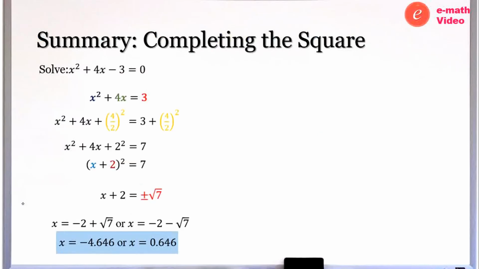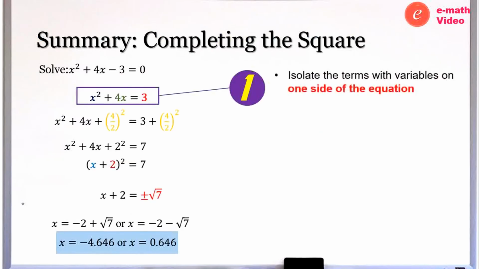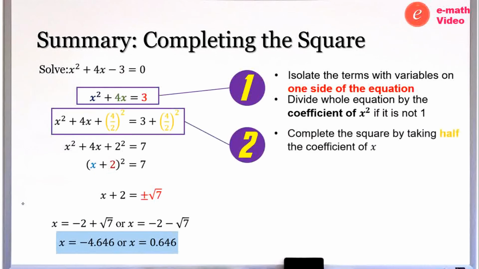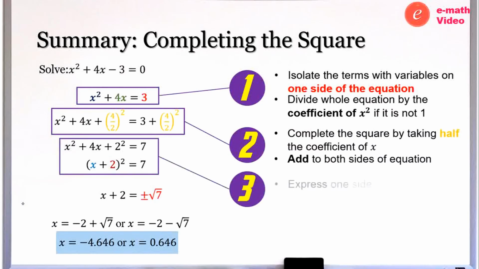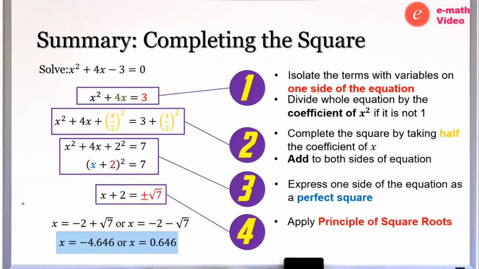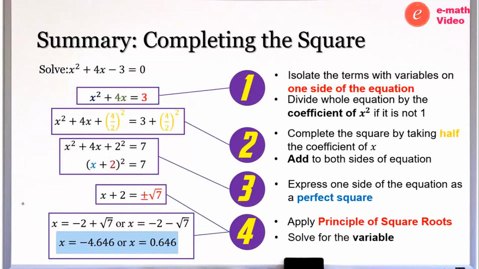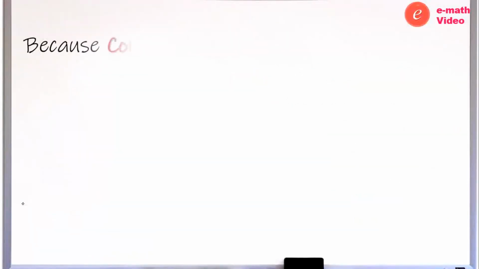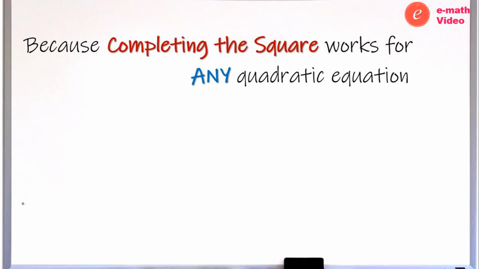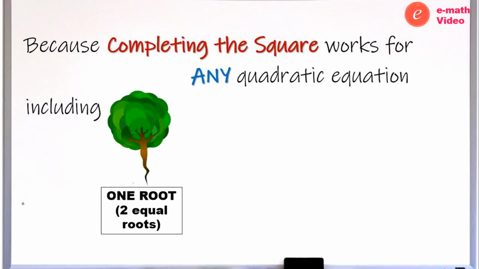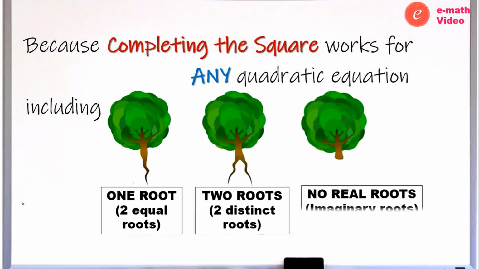To summarize what we have done: first, isolate the terms with variables on one side of the equation. Remember to divide the whole equation by the coefficient of x squared if it is not 1. Second, complete the square by taking half the coefficient of x and adding it to both sides of the equation. Step 3, express one side of the equation as a perfect square. Step 4, apply the principle of square roots and solve for the variable. Completing the square works for any quadratic equation, including those with 1 root, 2 roots, or no root.